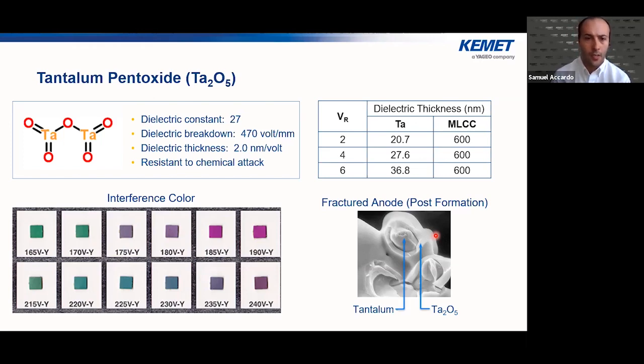But the key thing here is the dielectric breakdown, which is 470 volts per millimeter, which means that these parts can have very thin dielectrics but also very high voltage withstanding capabilities. If you look at the chart on the top right-hand side, you'll see a few different voltage ratings that we're comparing, 2, 4, and 6 volts, for tantalum and MLCCs. As you can see here, the tantalum parts are anywhere from 20.7 to 36.8 nanometers thick for each of those ratings, while an MLCC has to be at least 600 nanometers to have that same voltage rating.